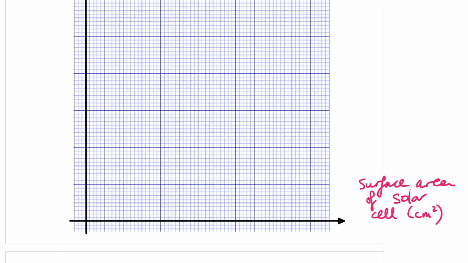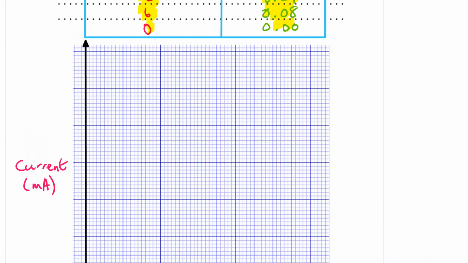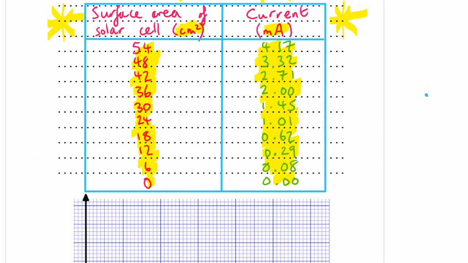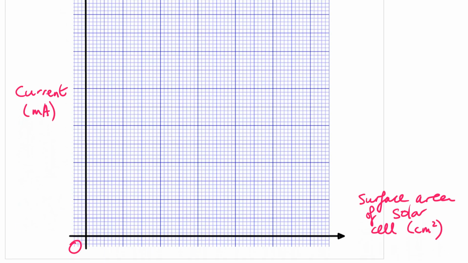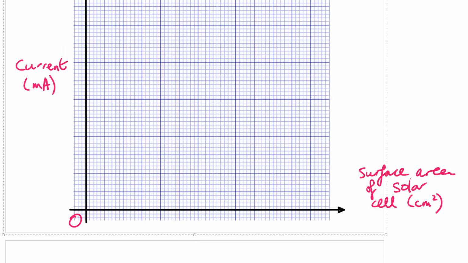And then we've got current here in, don't forget the units, milliamps. Now, both start at 0, but the surface area, what's the biggest surface area? I've got to go up to 54. Now, be careful, careful, careful. We go up in 1s or 2s or 5s. We've got to get up to 54.